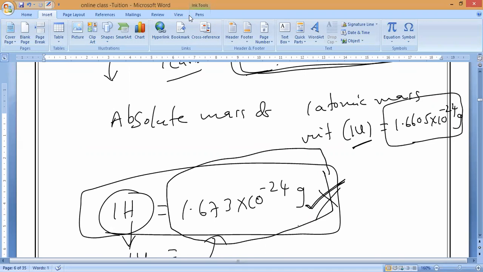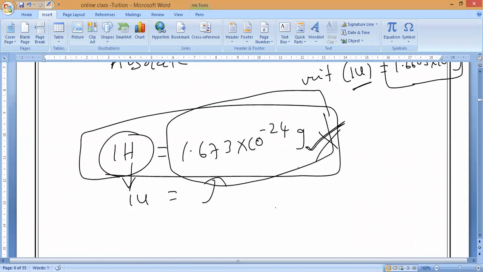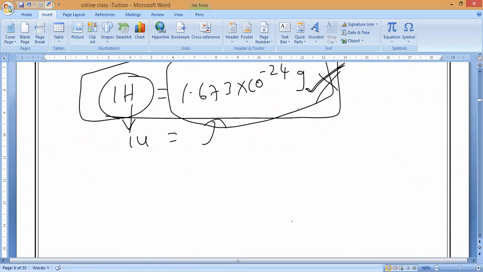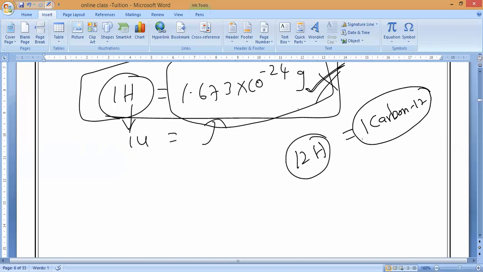So now you tell me, last point of today's class. Carbon is how many times heavier than hydrogen? One carbon atom equals how many hydrogens? 12. 12 hydrogen atoms equal one carbon 12 atom. So hydrogen is 12 times lesser than the carbon 12 atom, or else carbon 12 is 12 times heavier than hydrogen atoms.